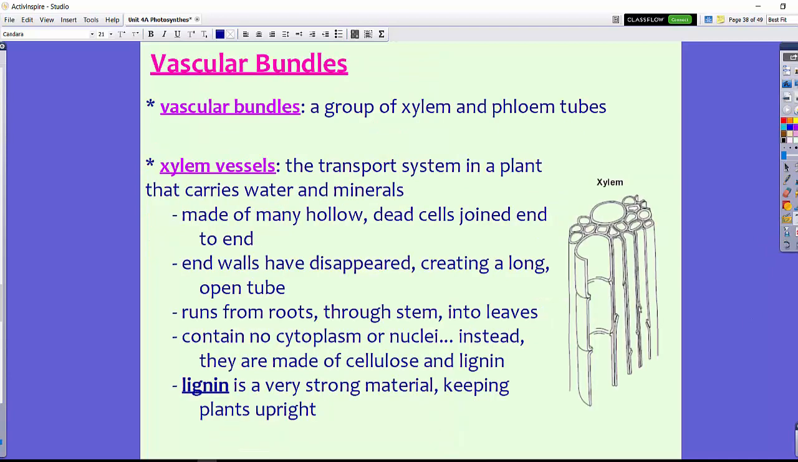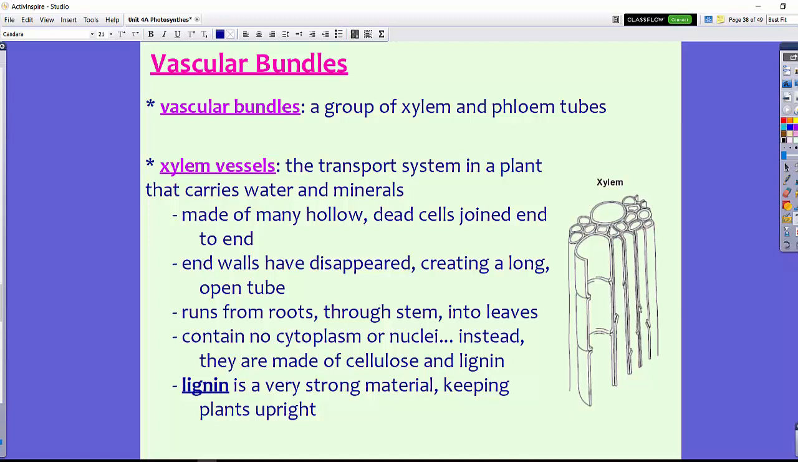Now these vascular bundles are just groups of xylem and phloem tubes. Now, what are xylem and phloem tubes? Well, xylem and phloem help transport water and nutrients throughout the plant. Both transport different things up through the plant. So let's take a look to see what exactly the difference is between xylem and phloem.